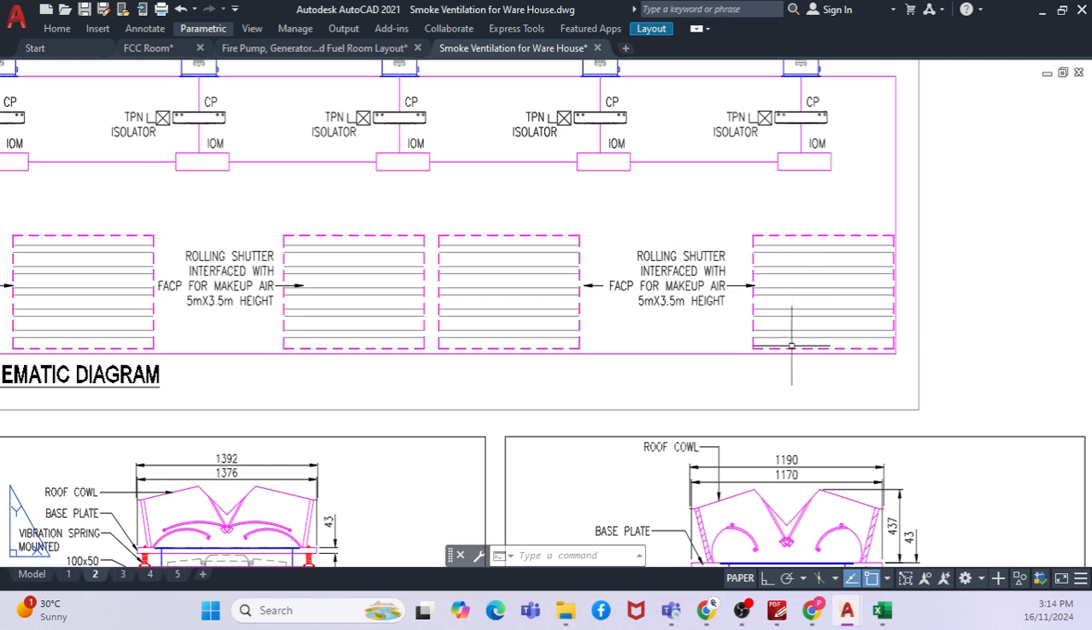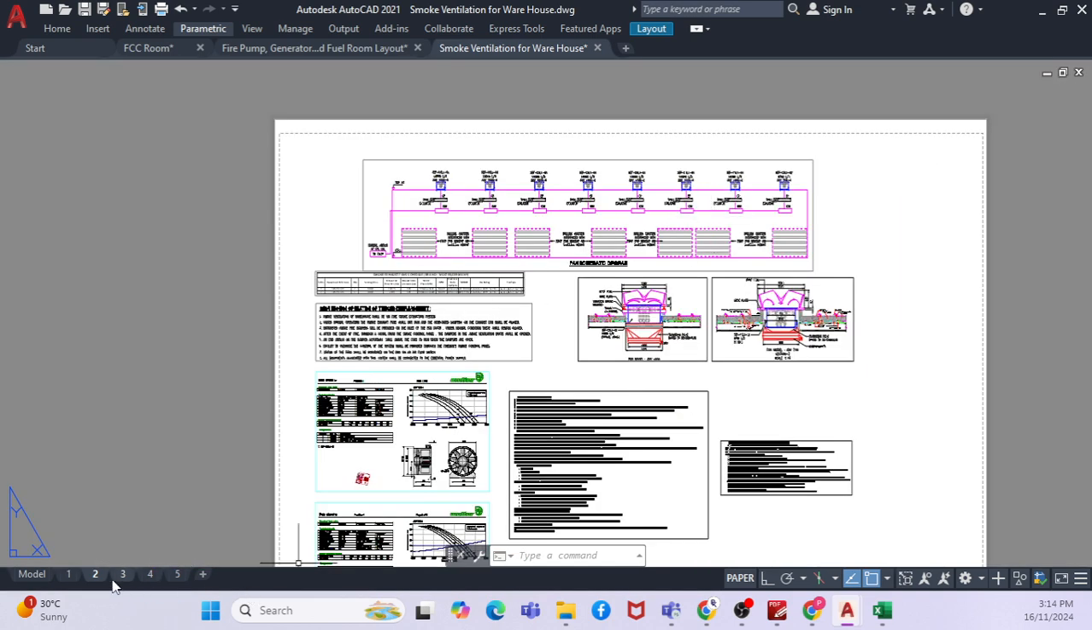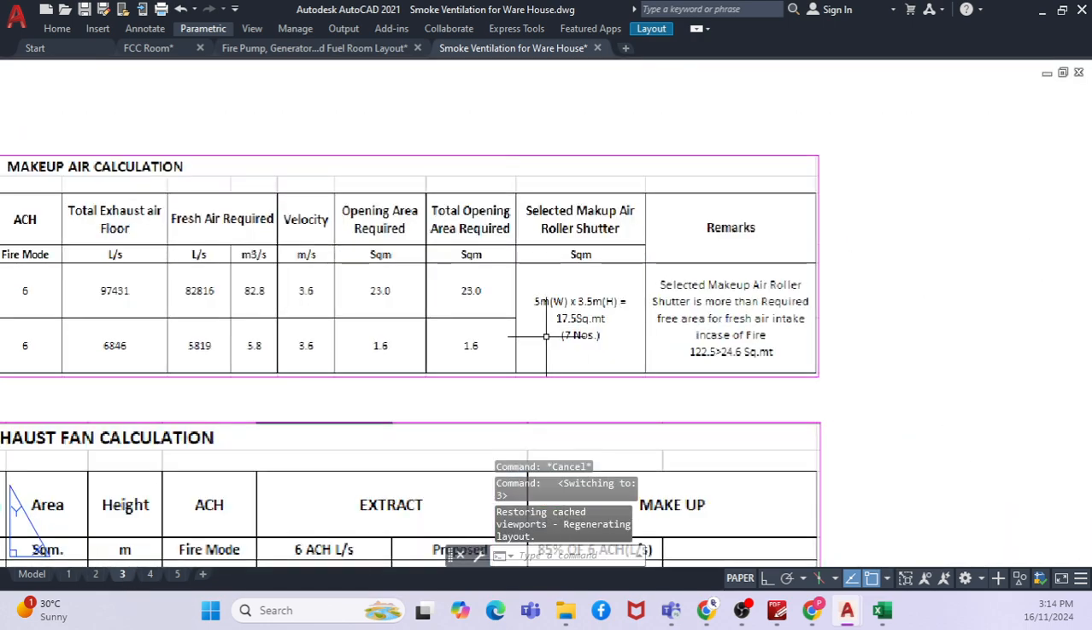Okay, so during a fire, what will happen? The warehouse shutter will open because you have interfaced with the fire alarm system. So whenever there is a fire, this will open automatically. When it opens, your fresh air will be drawn from the roller shutter, right? But you will still have to cross verify how many shutters you have, and see if that equates to the makeup air that you're trying to achieve.